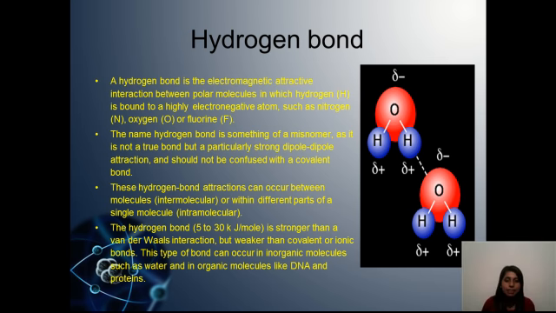This hydrogen bond attraction can occur between molecules, intermolecular, or within different parts of a single molecule, intramolecular. The hydrogen bond, 5 to 30 kilojoules per mole, is stronger than a van der Waals interaction but weaker than a covalent or ionic bond. This type of bond can occur in inorganic molecules such as water and in organic molecules like DNA and protein.